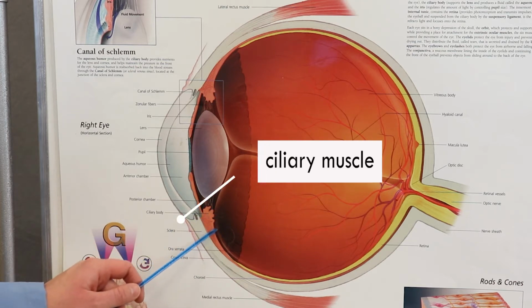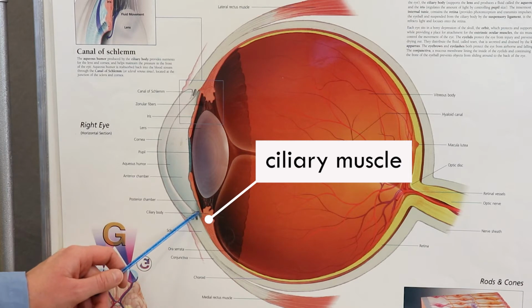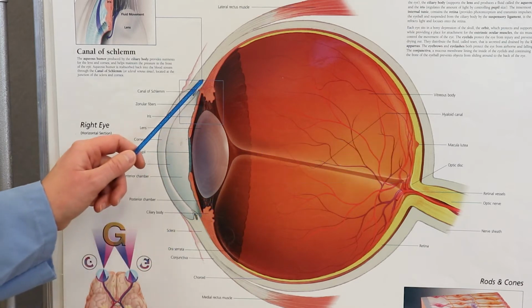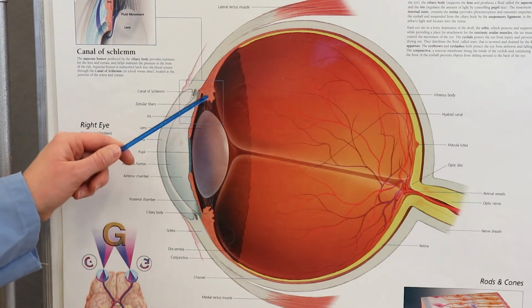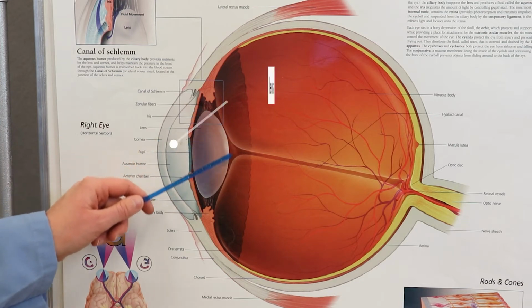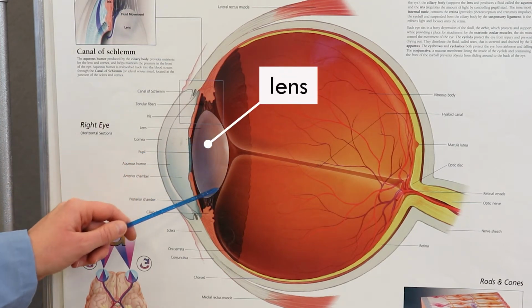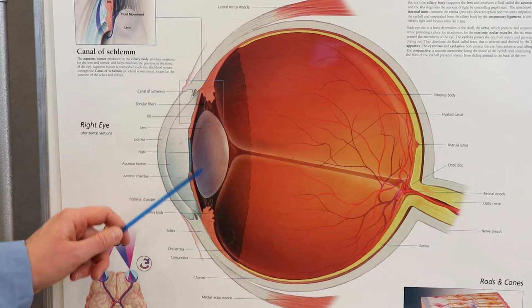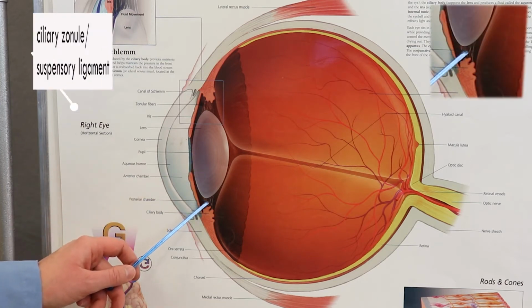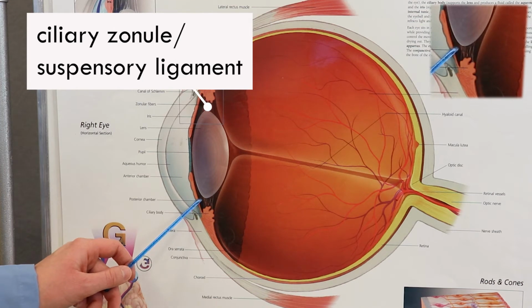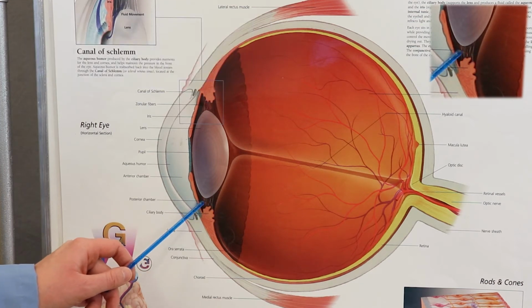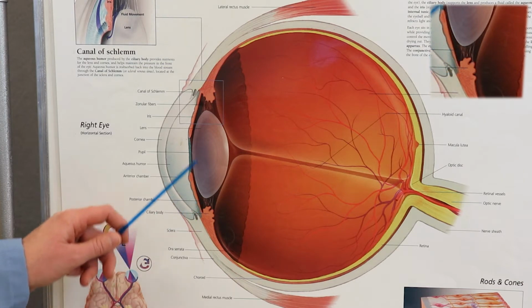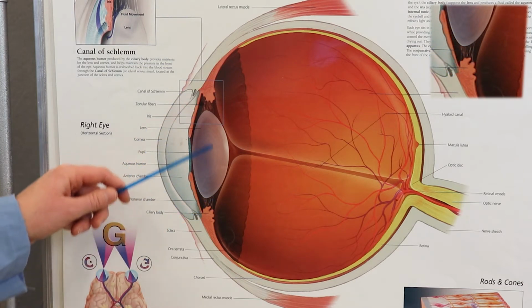Okay, moving towards the anterior part of the eye, we have this large structure here, which is the ciliary muscle. And the ciliary muscle will go all the way around in a circle around the lens, which is this large structure right here. And the ciliary muscles are attached to the lens by way of these little tiny threads, these ciliary zonules, also called suspensory ligaments. And those also go all the way around the lens.